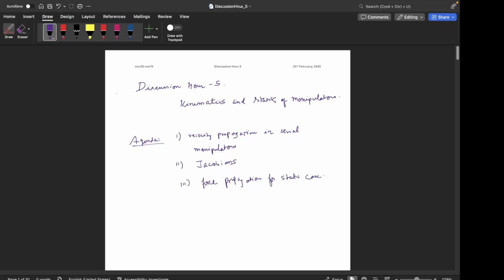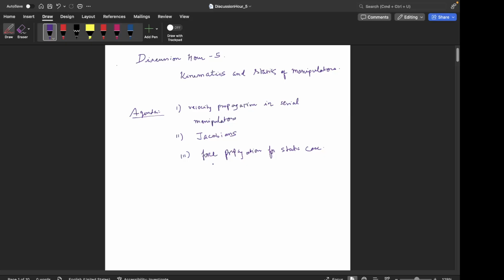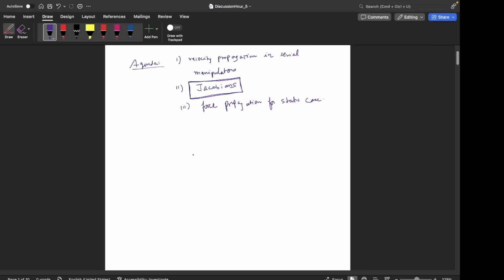And the central character of this entire discussion would be the Jacobian. As we'll see, and you might have already seen in the lectures and the lecture slides, Jacobians are central to whatever we do with the manipulators, be it kinematics or statics. So let's get started with the kinematics.